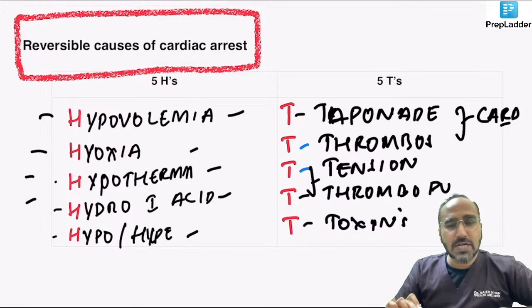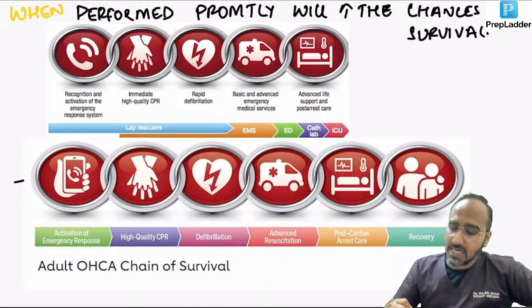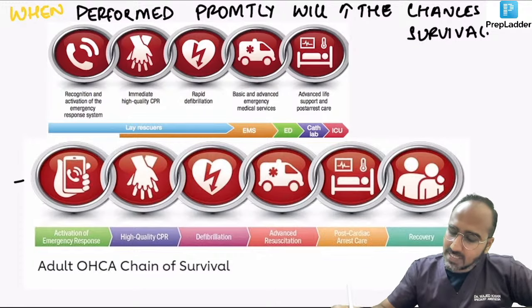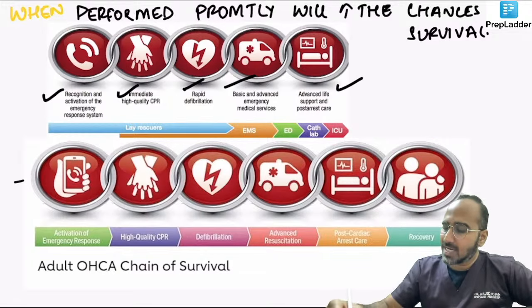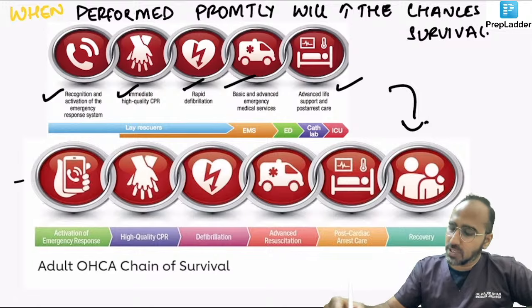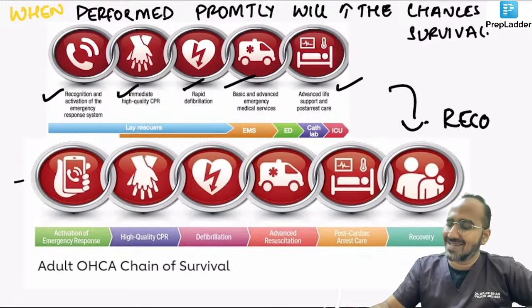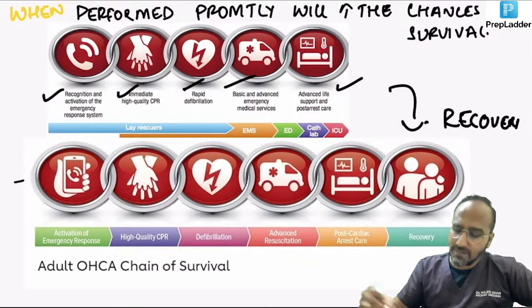Now guys, what else do we need to remember? There is a chain of survival. If we follow that, the chances of patient survival are high. Initially we had the chain of survival up to this: recognition, immediate CPR, rapid defibrillation, basic and advanced emergency support, and post cardiac arrest care. Now, what is the component that has been added to the new one? The new thing is recovery.